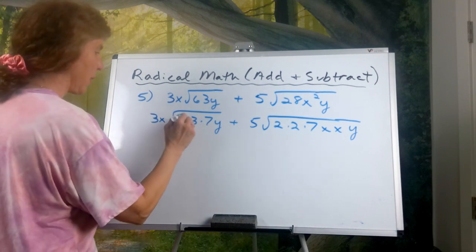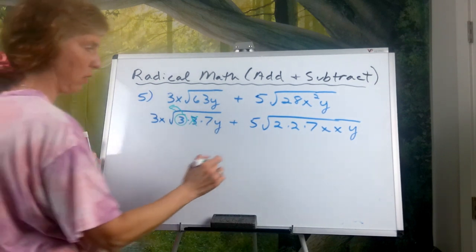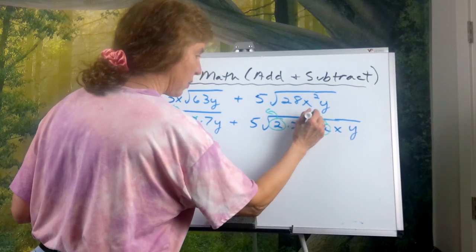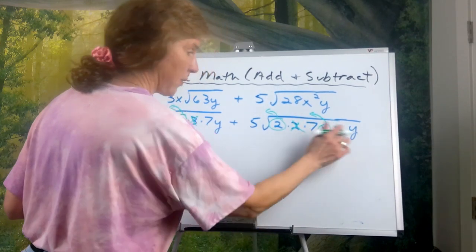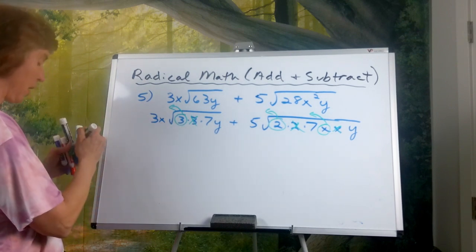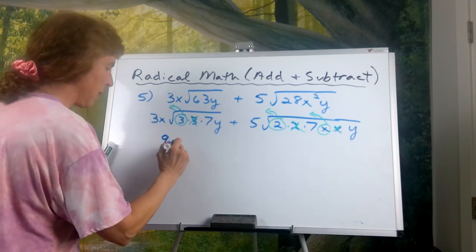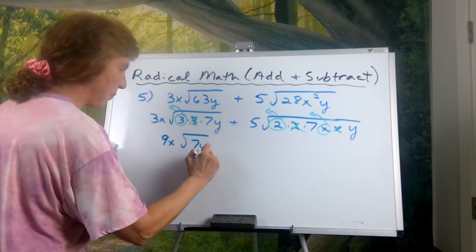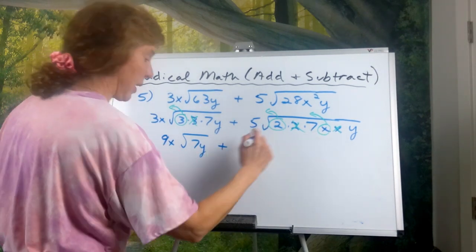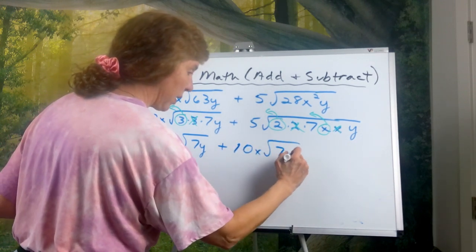So in the first radical, I can get the 3 out. The 7 and the y are both stuck in jail. On the second radical, I can get the 2 out, and I can get the x out. And the 7 and the y are both in jail. So again, I'm going to multiply the 3 times the 3 that's already out of jail, so that'll be 9x root 7y, plus the 5 times the 2 times the x will be 10x root 7y.